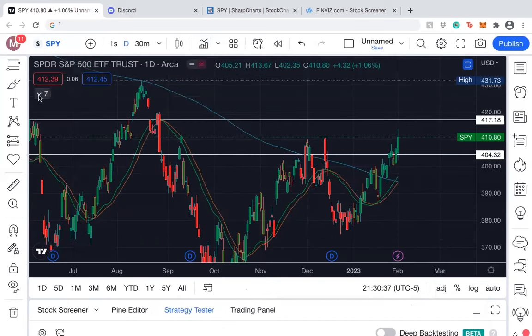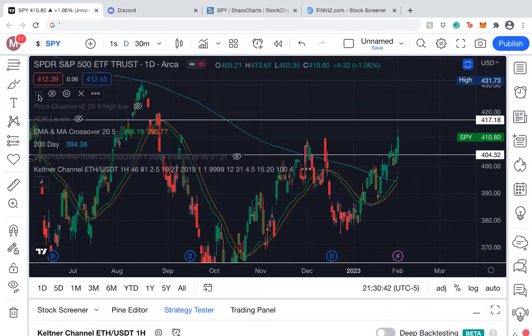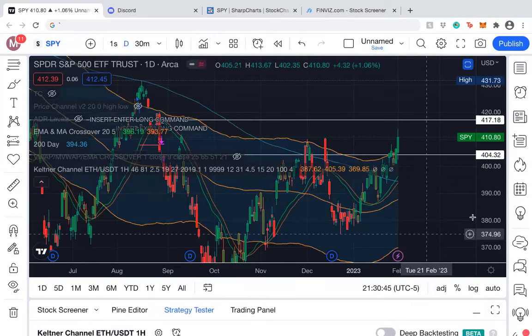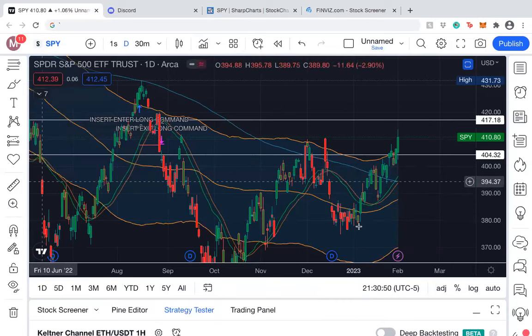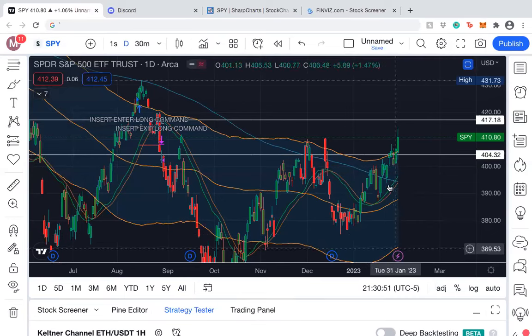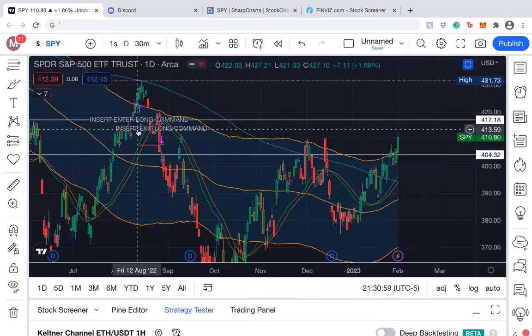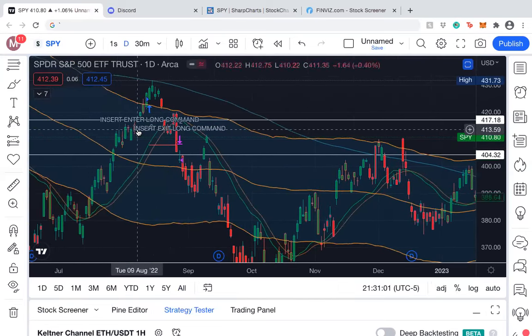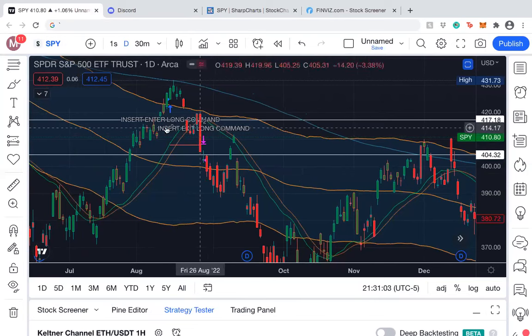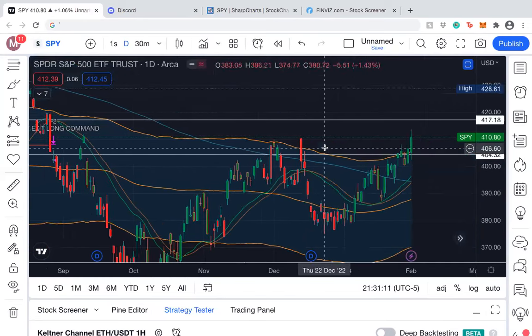So it essentially becomes you trading within that channel from the bottom here to the top and from this central line here, right? And then obviously staying between your EMAs, and it's essentially giving you your buy and your sell signals, right? Insert the enter long command, insert the exit long command, right? It's telling you what to do at certain levels. So these become cheat codes for you.